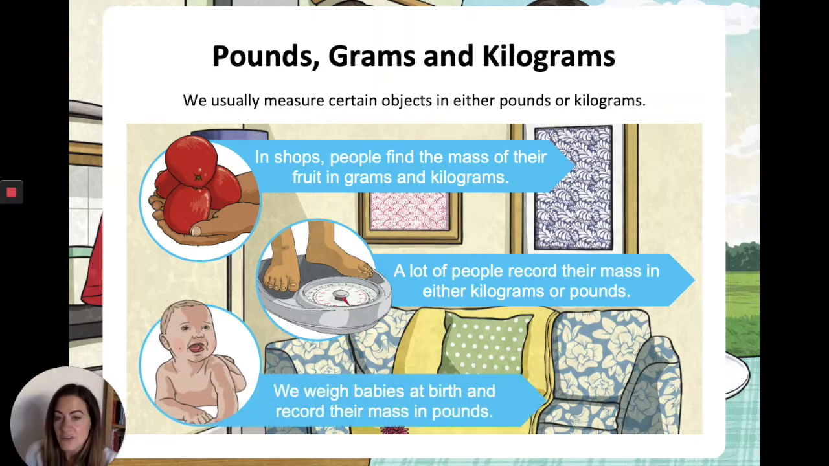And babies, if you've ever had a new baby brother or sister or cousin, when their baby's born, everyone asks, oh, how much did the baby weigh? And we say their weight in pounds. So you might say the baby was born and he weighs 7.7 pounds.